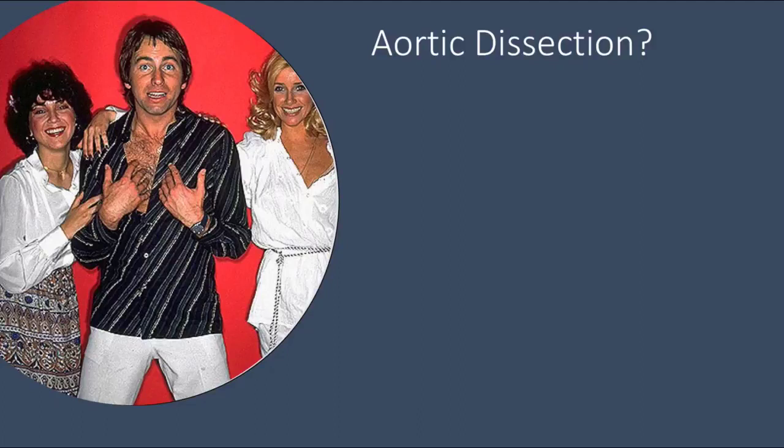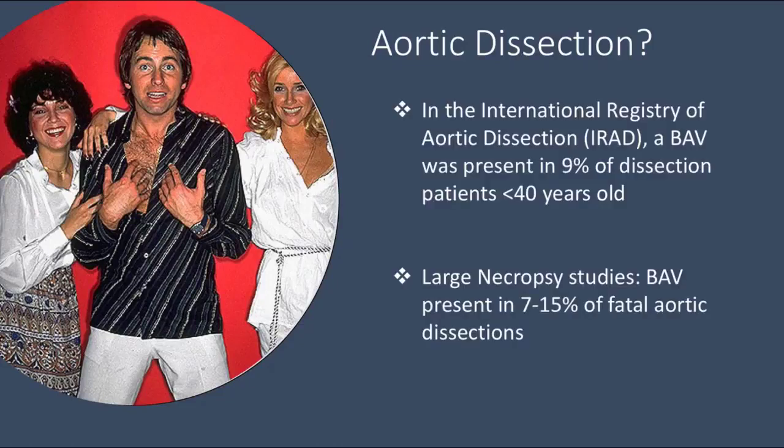So what is the prevalence of aortic dissection in BAV? And that's been a really difficult number to get at. If you look at the IRAD database, it suggests that a bicuspid aortic valve is present in approximately 9% of those who dissect at an age less than 40. The most common diagnosis in that cohort of populations is Marfan syndrome. If you look at some large necropsy studies, BAV has been noted to be present in anywhere from 7 to 15% of those that suffer from a fatal aortic dissection. Now, this doesn't get at the prevalence rate since we don't really know what the denominator is.